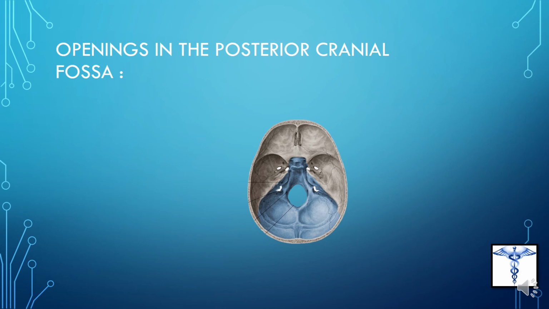Openings in the posterior cranial fossa: the foramen magnum, which transmits the medulla oblongata of the hindbrain; the hypoglossal canal, which transmits the hypoglossal nerve; and the jugular foramen, from which the inferior petrosal sinus, three cranial nerves, and the sigmoid sinus pass through.